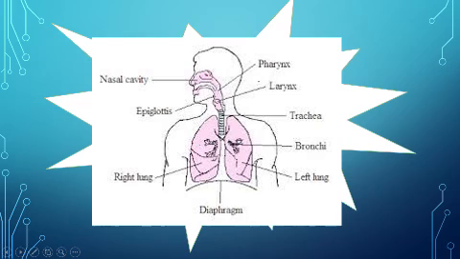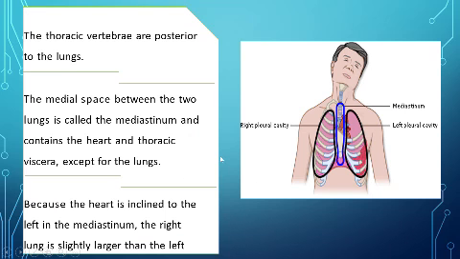Then see this picture here. This shows the parts of the respiratory system. First the nasal cavity, pharynx. Here this is the pharynx. Here this is the larynx, and this part is the epiglottis. And see here this is the trachea, bronchi. This is the left lung, and this is the right lung. Here the diaphragm. This diaphragm is for contraction and relaxation while we breathe in and breathe out. Okay, clear.